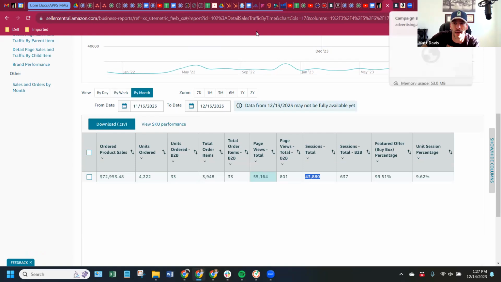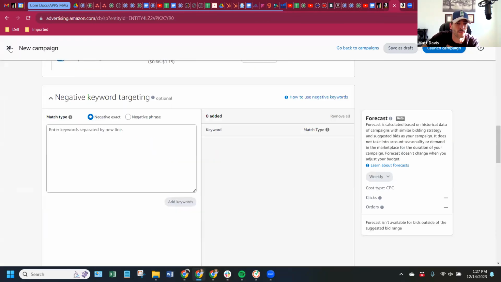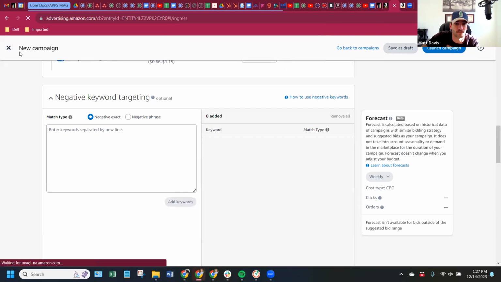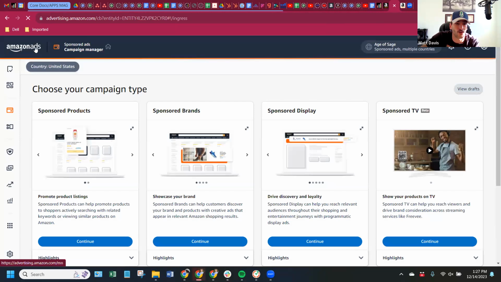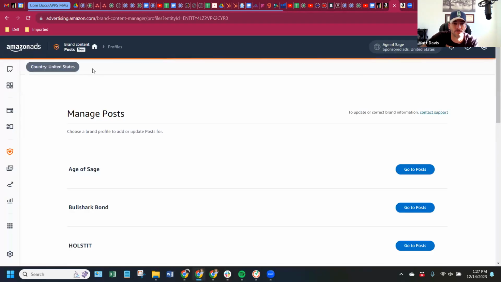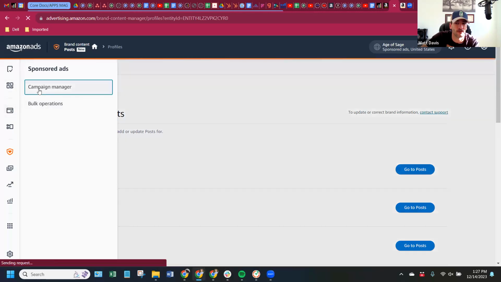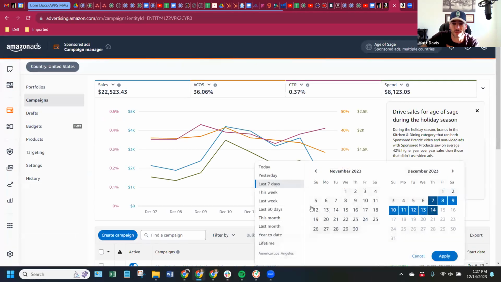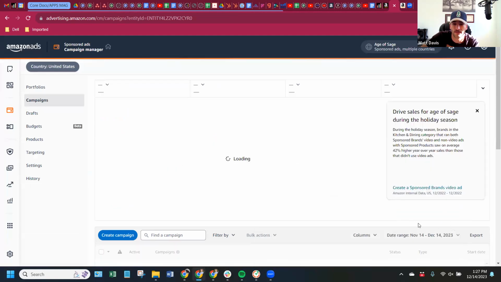And then you can go and look at your total ad spend over that same time. Oops, sorry about that, guys. Didn't mean to go to brand posts. Oh, goodness. Sponsored ads. There we go. Here we are. Right. So then I would just select the same time window.